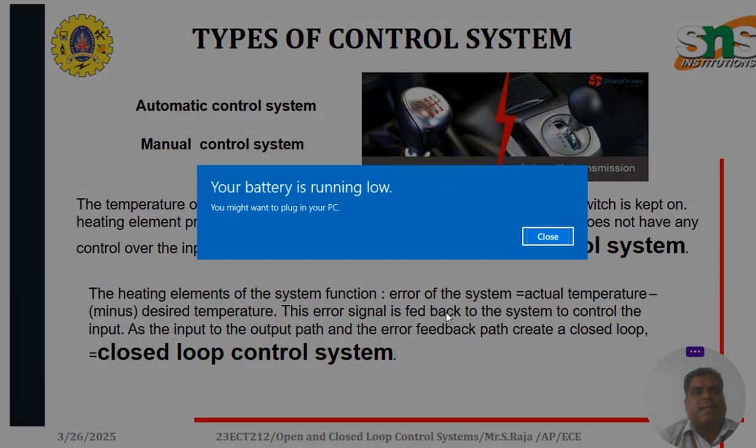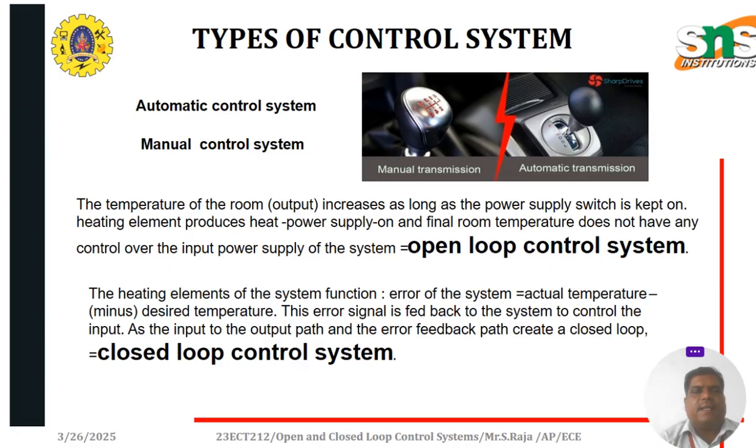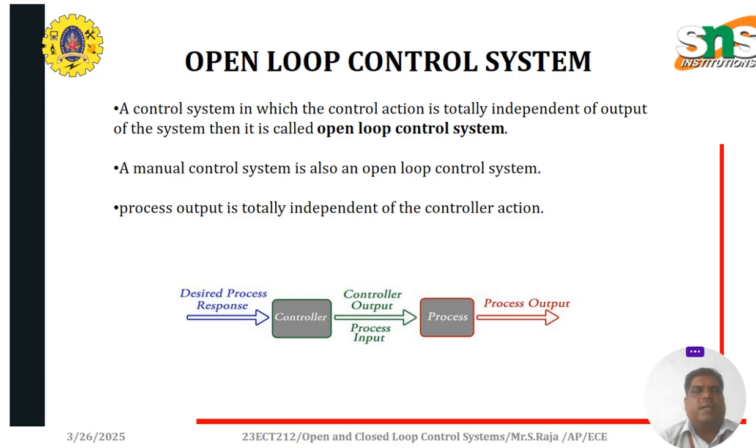The error of the system is equal to the actual temperature minus the desired temperature. This error signal is fed back to the system to control the input. The input to output path and the error feedback path create a closed loop. So this is the example of a closed loop control system.